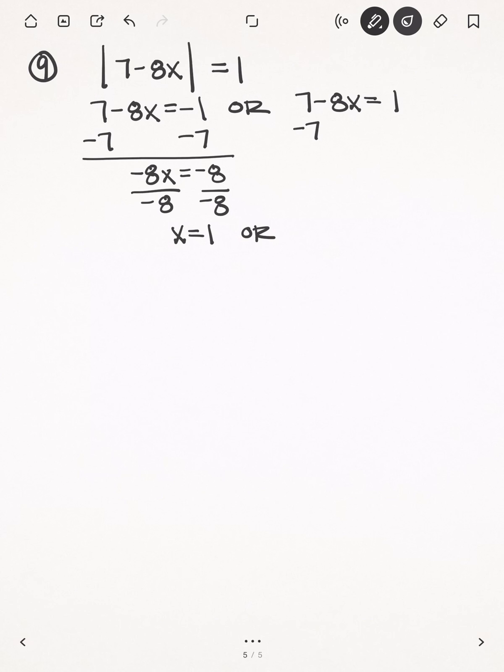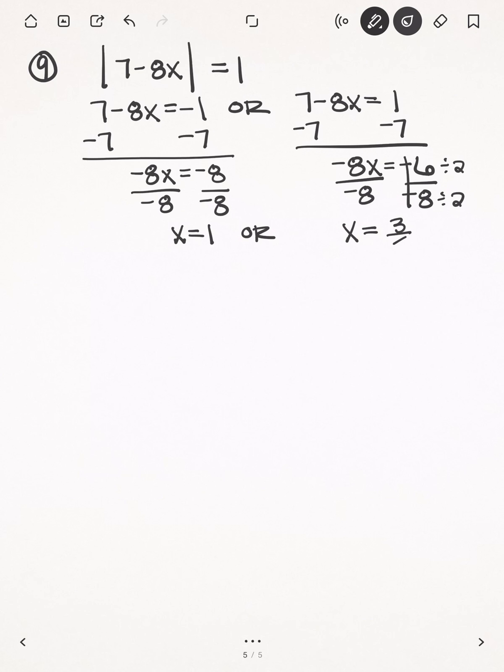You subtract 7 from both sides again. You get negative 8x is equal to negative 6. And when you divide by negative 8 on both sides, you're going to get a fraction. Now your negatives cancel, and then you can divide the top and the bottom by 2. So you end up getting 3 over 4. So there are your 2 answers. Hopefully you guys got those answers.